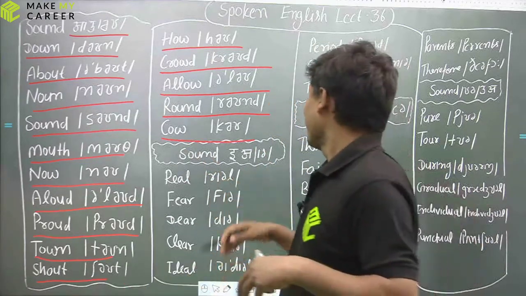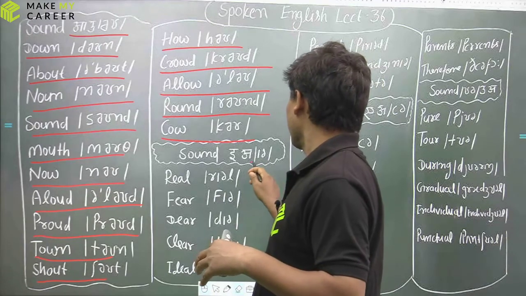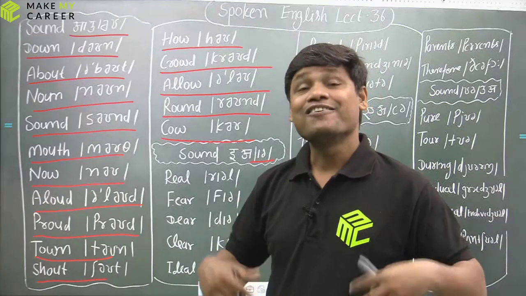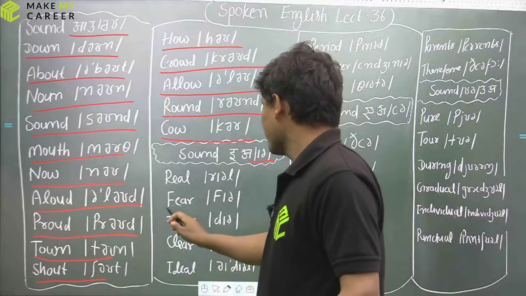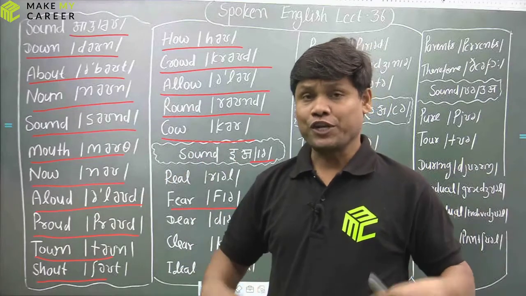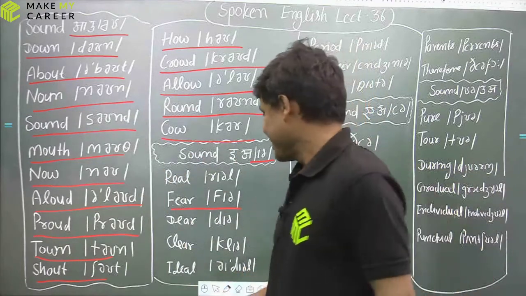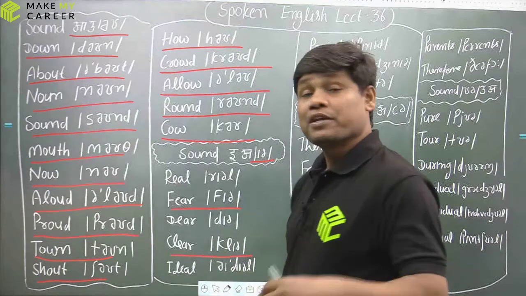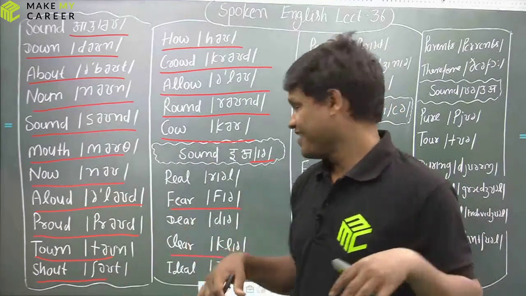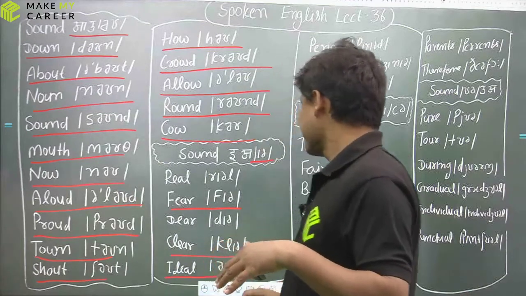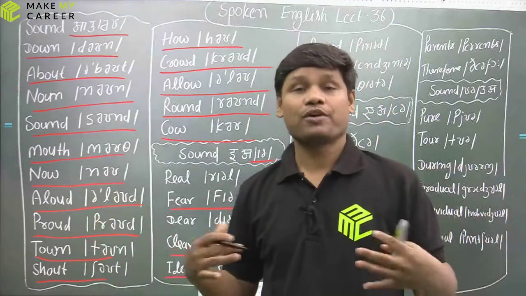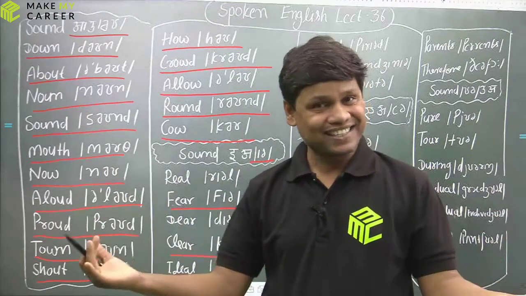Okay. Now अब ये साउंड है आपका ई और अ, आप देख सकते हैं. बोलिए रियल. Again you repeat real. Next one is fear. Fear. Don't fear, my dear. Next one is clear. Is it clear? My handwriting is clear or not? Next one is ideal. Ideal. You are my ideal teacher. You are my ideal student.